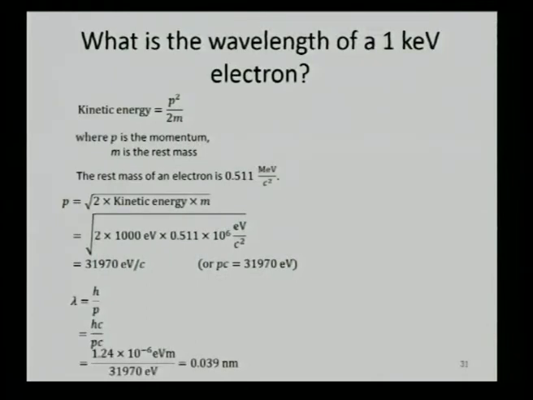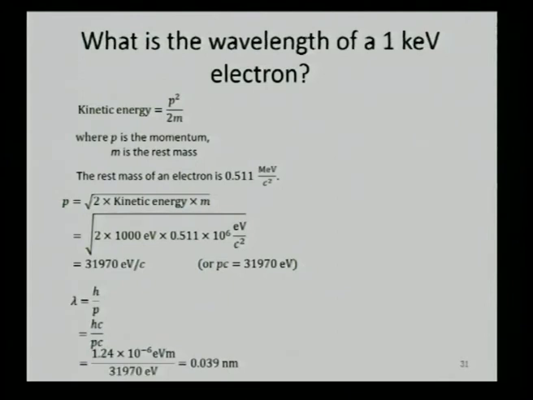Now, as an example, let's calculate the wavelength of an electron with an energy of 1 kilo-electron volt. As we all know, the kinetic energy is equal to p squared divided by 2m, where p is the momentum and m is the rest mass of the electron. We know the rest mass of an electron is 0.511 mega-electron volt divided by the speed of light squared. When we plug in all the values, then you can find out the momentum. That's 31970 electron volt divided by c.